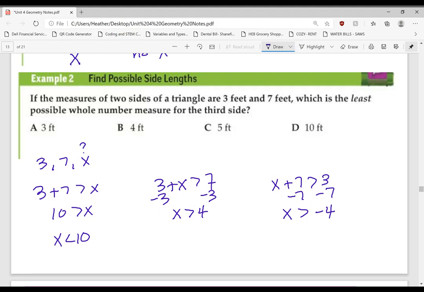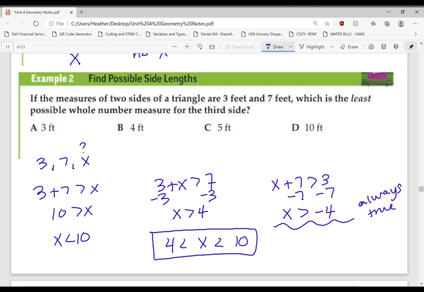Combining the two remaining inequalities, the range of values that fit both inequalities is between 4 and 10. So we need to pick a number between 4 and 10. The negative 4 one will always be true since it's negative. Well, it can't be 3 because 3 is smaller than 4. It can't be 4 because it's not equal to, it's only greater than. And it can't be 10 for the same exact reason. So that means our answer is C, which is 5 feet.